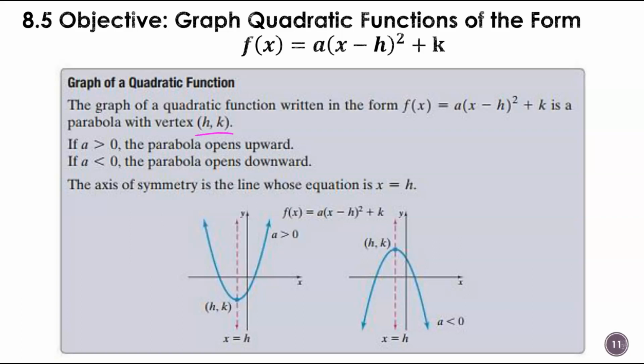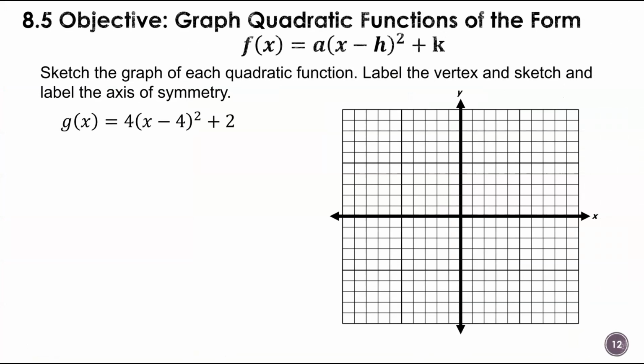Notice that our vertex is always at (h, k), so it's easy to identify, and that's nice. And our axis of symmetry is still x equals h. It is every time, whatever the x coordinate of the vertex is. That's how that works. So there are some things I can tell just by looking, and that's the whole point of this: learning that I can find my vertex and make this very easy to graph.